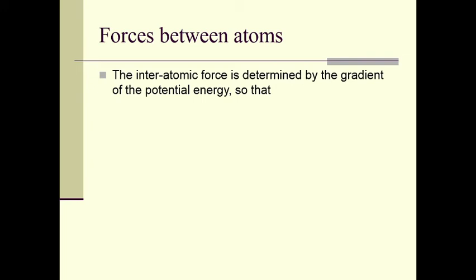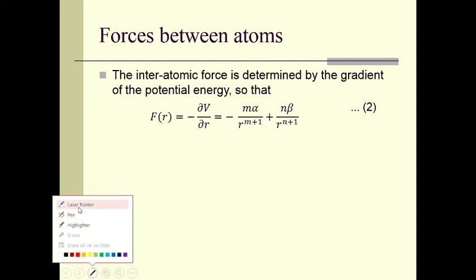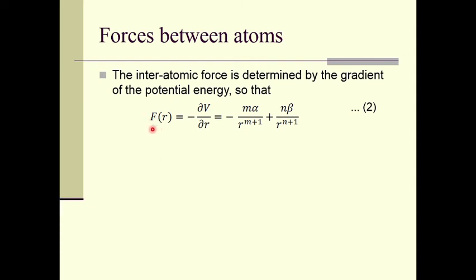The interatomic force is determined by the gradient of potential energy. If we take the gradient of potential energy, then we can get the force. So, this force is the negative gradient of potential energy. The gradient is ∂V/∂r, and negative gradient means a minus sign. This ∂ means partial differentiation of the potential energy with respect to r that we have taken here.